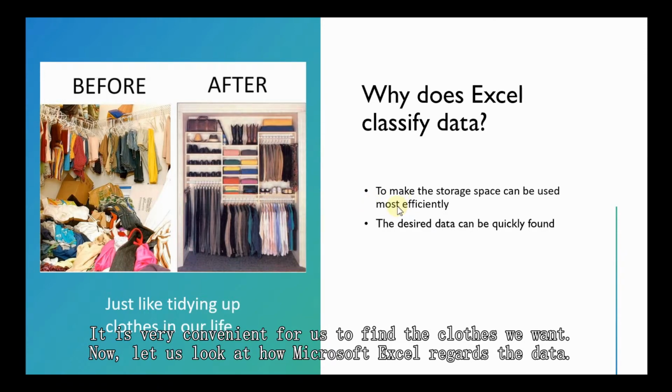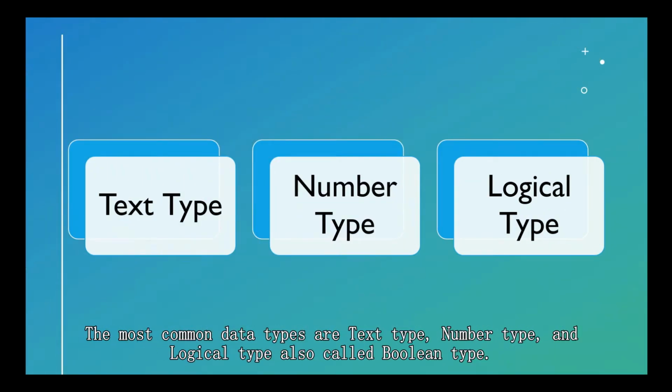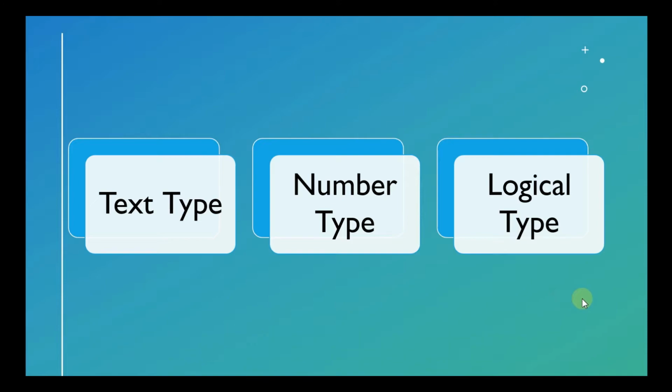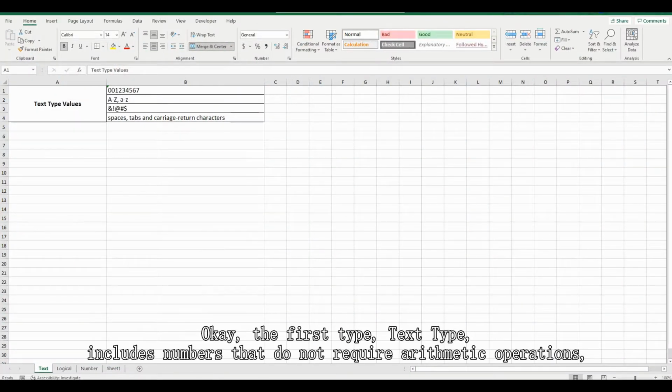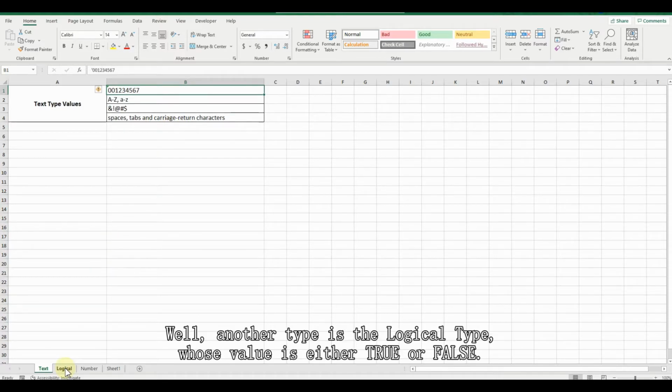Now, let's look at how Microsoft Excel regards the data. The most common data types are text type, number type, and logic type, also called Boolean type. Okay, the first type, text type, includes numbers that don't require arithmetic operations, and letters, the characters of other languages, punctuation marks, and space, tab, and carriage return characters.